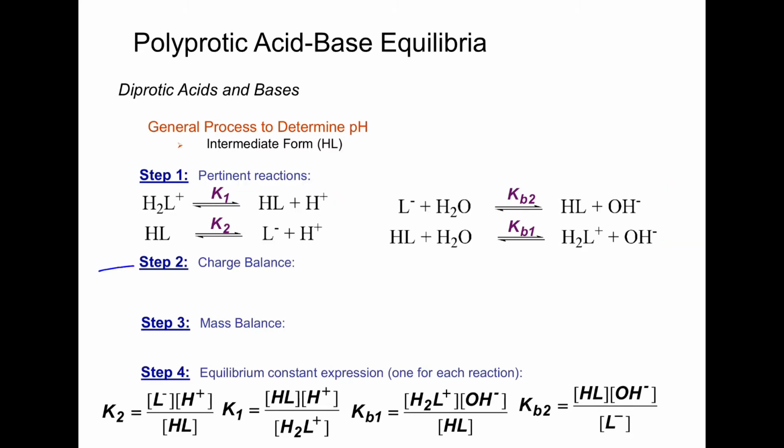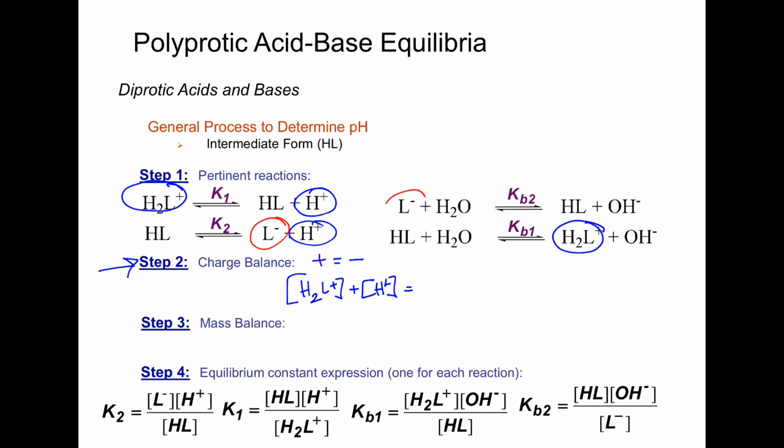All right, step 2 is to write a charge balance. Remember, a charge balance means putting everything that's positive equal to everything that's negative. So the positive things are the H2L and the H. And we have another H2L over here. So H2L plus the hydrogen ions. And then we need to put everything that is negative on the other side. So our negative things are the L's and the OH's.